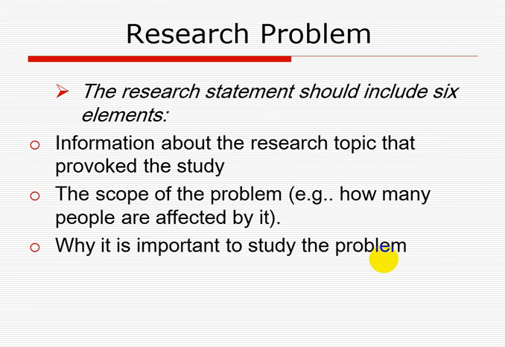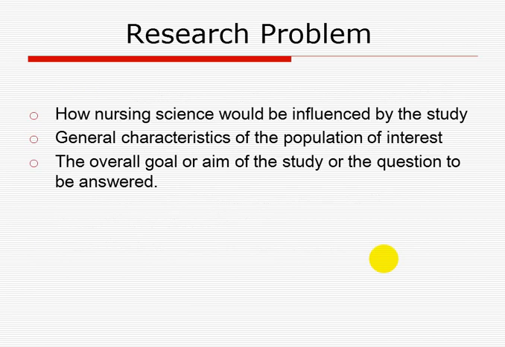So again, one is information about the research topic, the scope of the problem, why it's important, and how your study influences. Also you have to identify the characteristics of the population of interest that you want to collect the data from, and also you have to write the general goal or general aims of the study in order to come to the research questions, and we can provide the solution to the research problems.